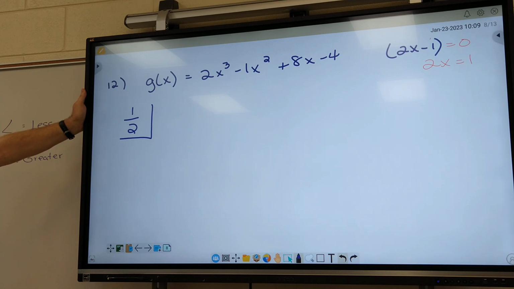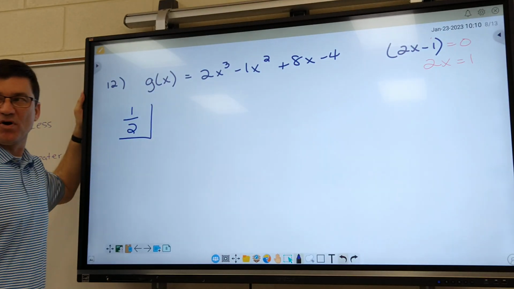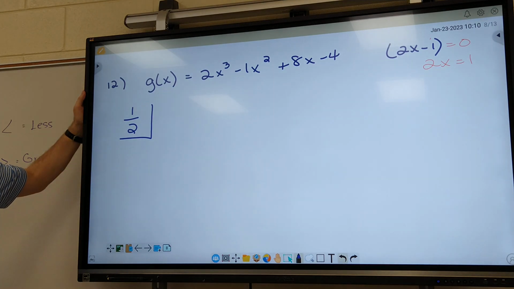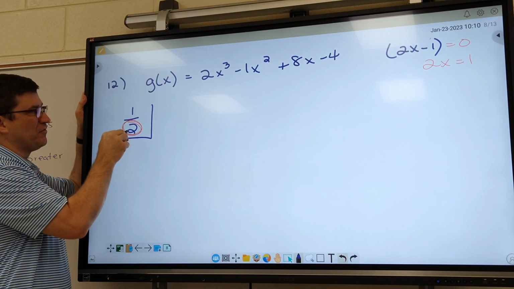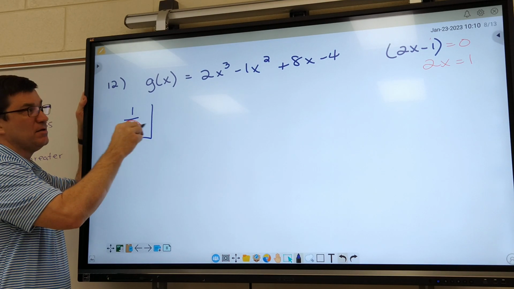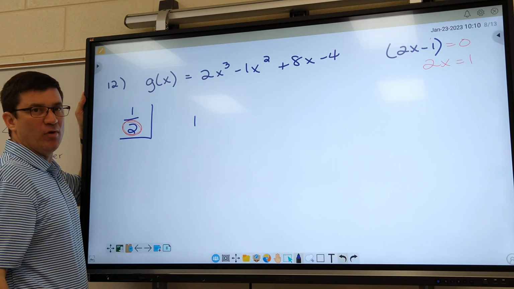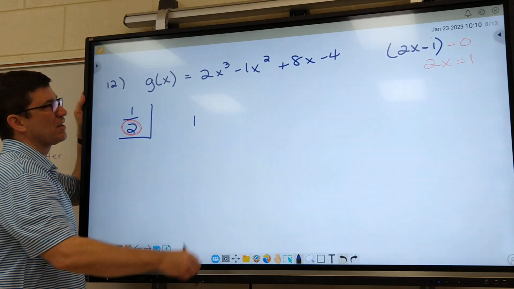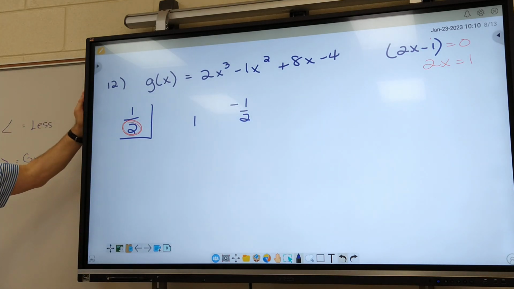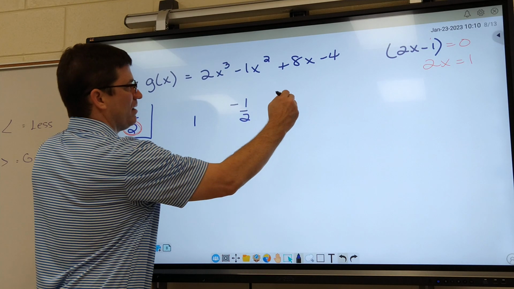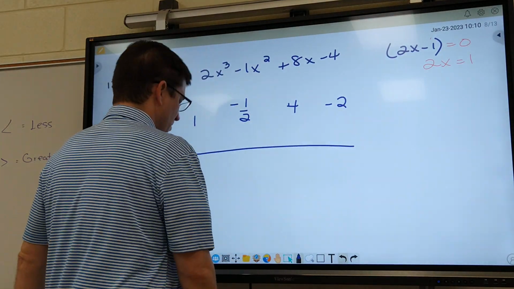All right, does anybody remember what we have to divide each number by before I bring it down on this problem? You got to divide by 2. Why? Because look, the bottom of the fraction is what they're dividing by, so we've got to divide by the same thing. 2 divided by 2, I bring down a 1. Negative 1 divided by 2 is negative 1/2. 8 divided by 2 is 4. Negative 4 divided by 2 is negative 2. All right, try it from here.